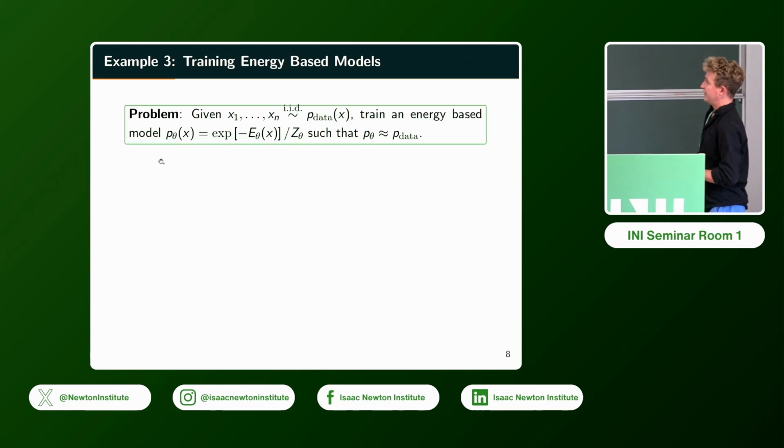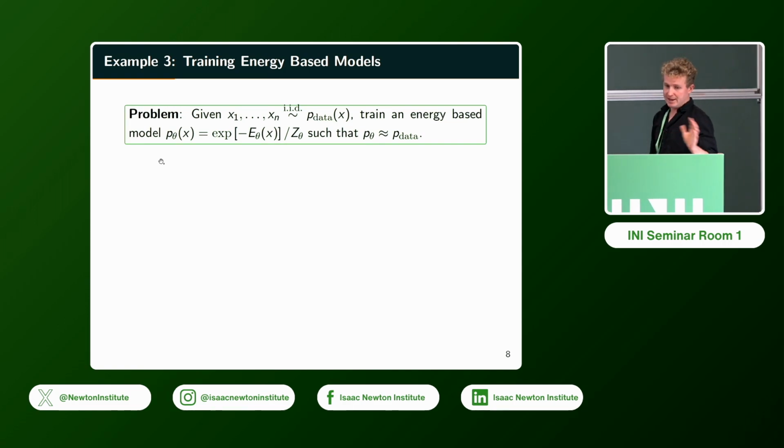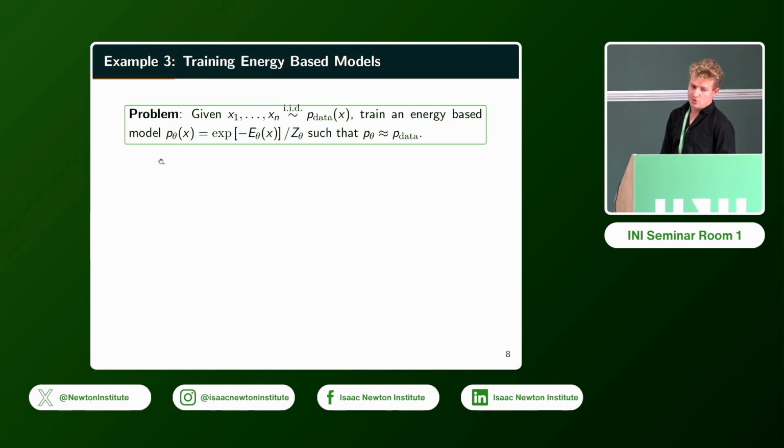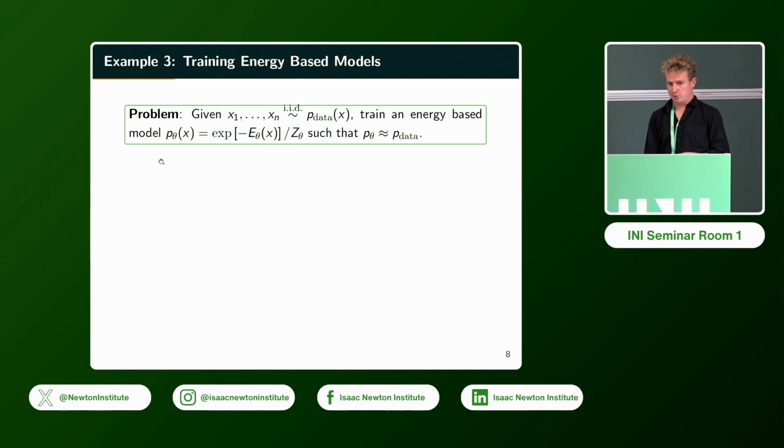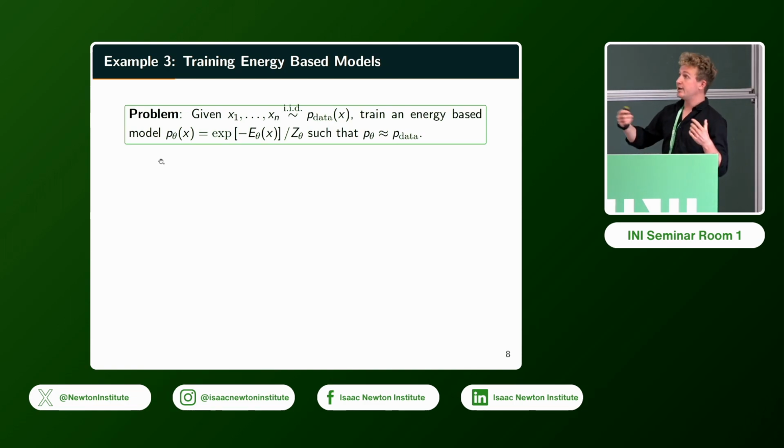Okay, so one final example, and that is training energy-based models. Energy-based models are essentially a particular class of generative model. In this setting, we have some IID samples from some data distribution, and we'd like to learn some model of the form e to the minus E_theta(x) over some normalizing constant, such that our model approximates the data distribution.